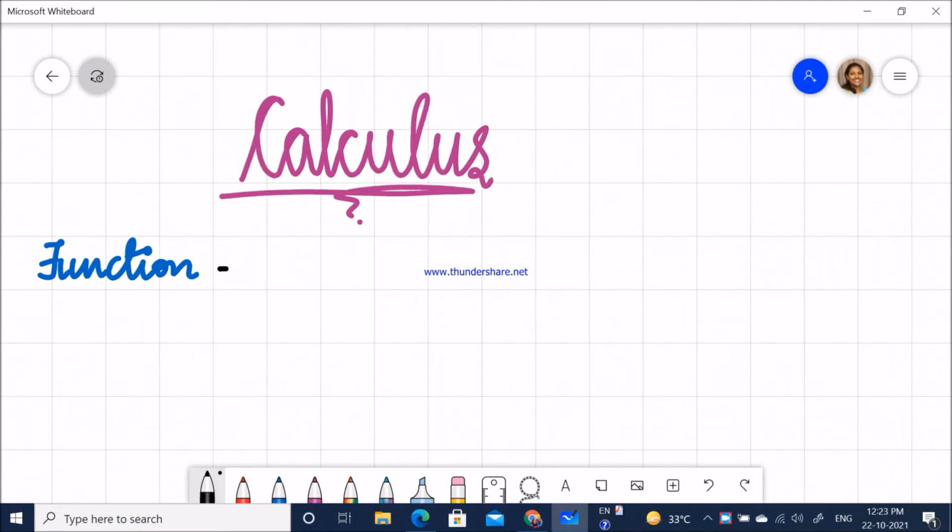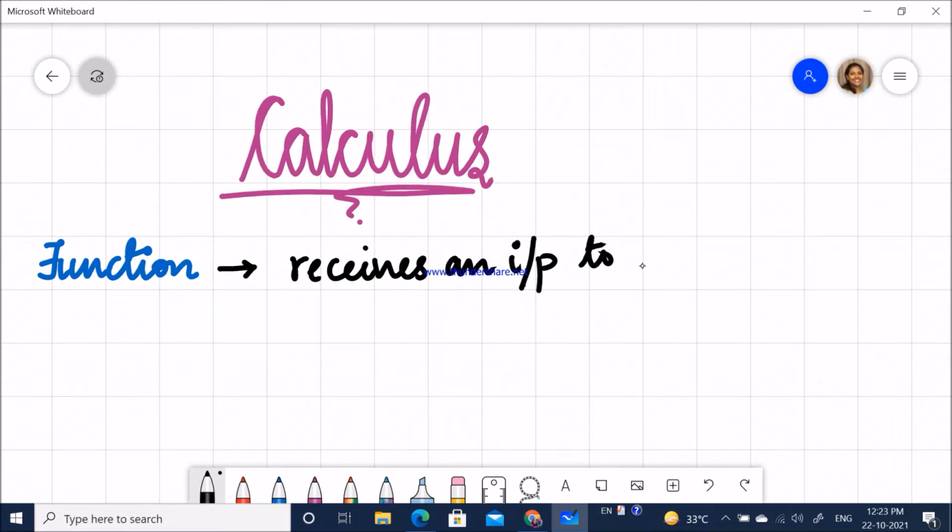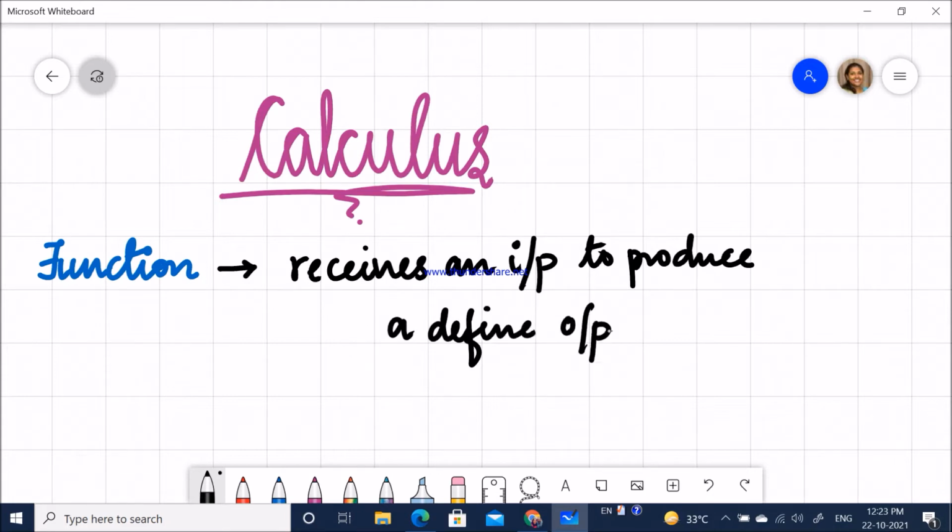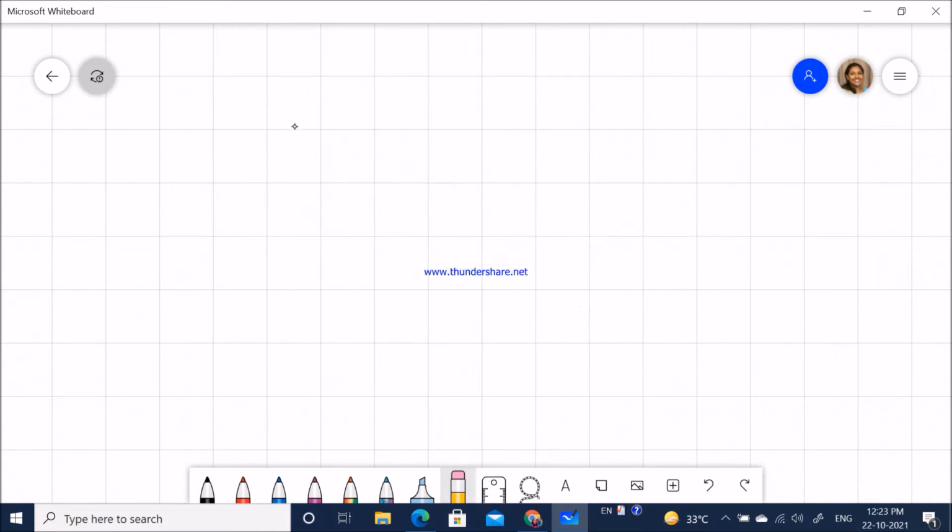So, we can define a function as something that receives an input to produce a definite output. So the general meaning of a function is that it receives an input to produce a definite output.